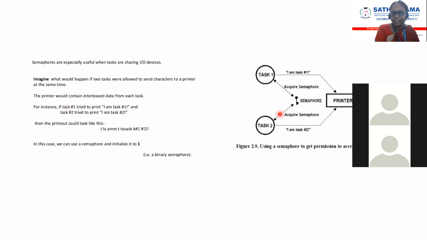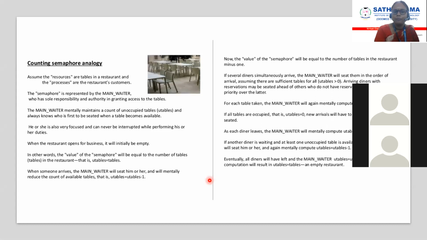So you can see this diagram: task one, task two. The semaphore is shown as a key. That key symbol decides which task has to be printed first. Whether it is task one or task two, whichever is given permission is printed first, and then the next task is printed. Now, counting.